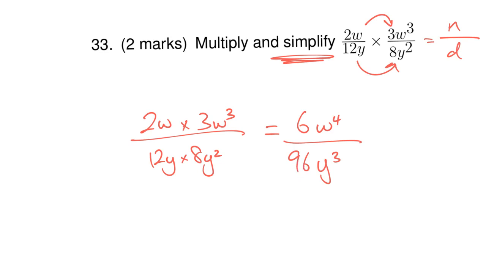So I'm going to divide both of these by 6. 6 divided by 6 is 1. 6 into 96 goes 18 times. Sorry, it goes 16 times. So now on my top, I've just got w to the 4. And on the bottom, I've got 16y cubed. And that there is my answer.